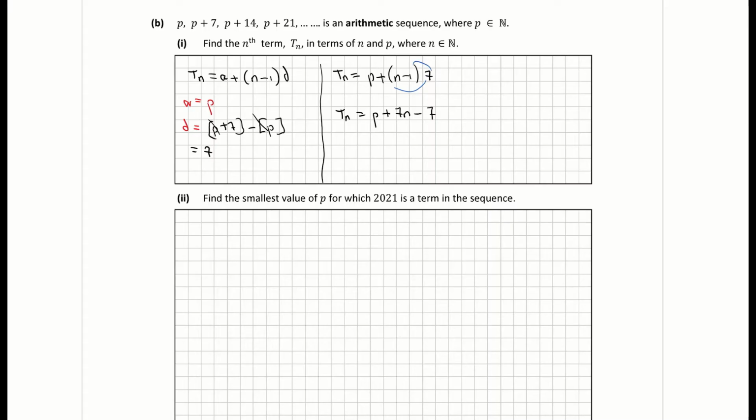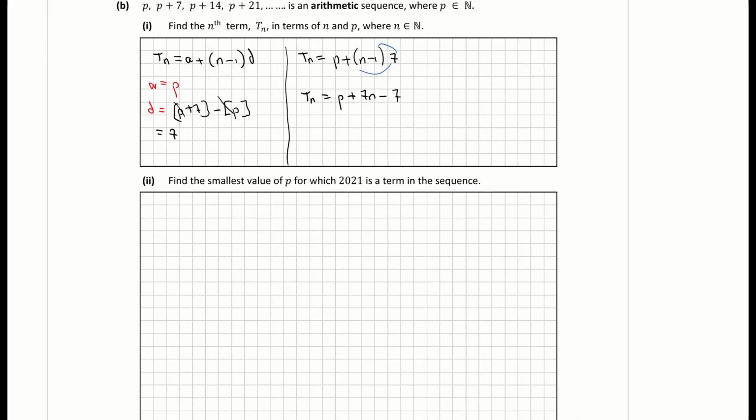Part 2, find the smallest value of p for which 2021 is a term in the sequence. So let's see what we have here. We have our formula for Tn, which is 7n plus p minus 7. So that's from part 1 above. I've just rearranged that. That's the same as 7n plus p minus 7. And that's equal to 2021 because 2021 is a term in the sequence, so it must satisfy it.